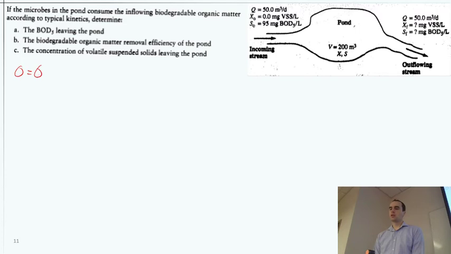So we get Q x naught minus Q x final, I'll just leave it as x, so minus Qx, plus the volume times that net growth rate. That net growth rate right there has to capture both the growth and decay. And that would be, technically, our mass balance. We can begin simplifying, divide everything by Q.